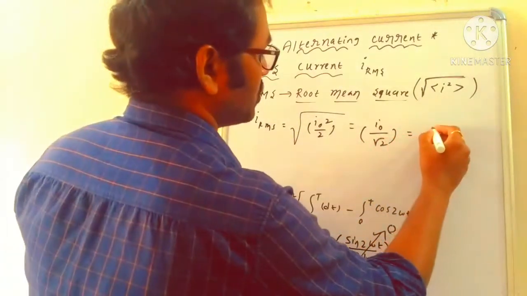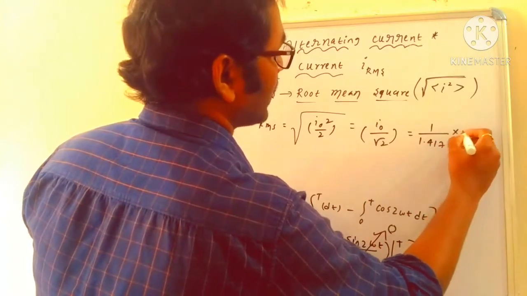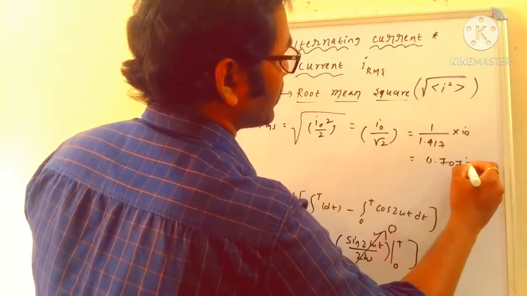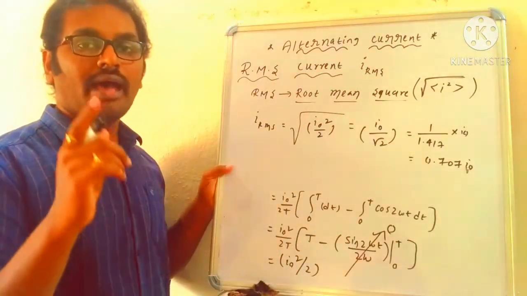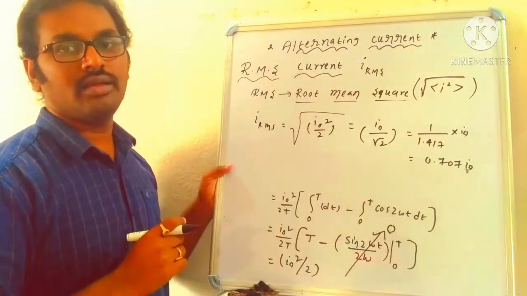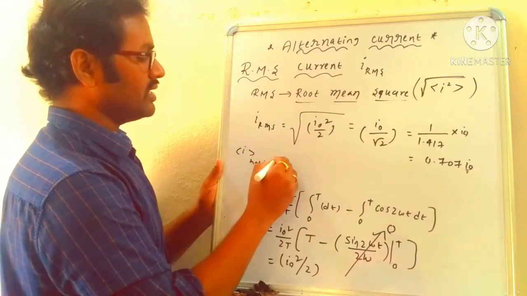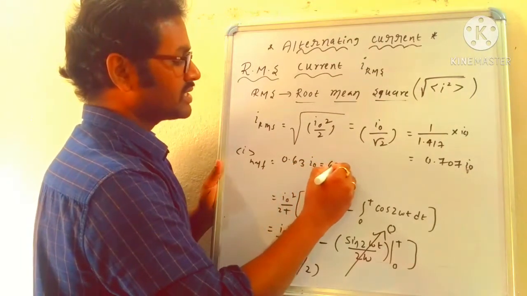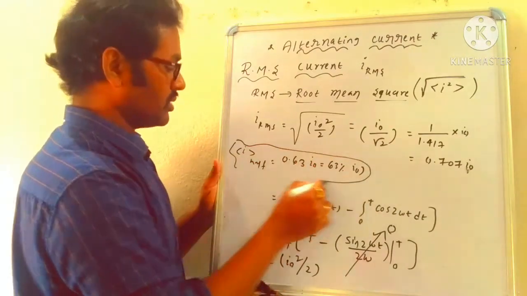And 1 by root 2, we know, is 1 by 1.414 into I naught. And this is nothing but 0.707 into the maximum current. In the case of the average current, or the mean current for the half cycle, we got the expression 0.63 of I naught, or 63% of the maximum current in the case of the average value.